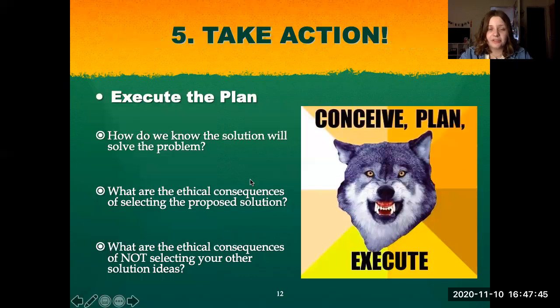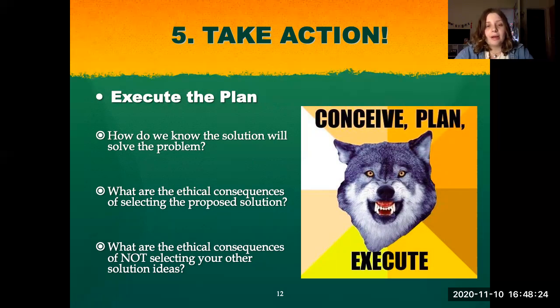Then it's going to be take action, so execute the plan. How do you know the solution will solve the problem? What are the ethical consequences of both selecting or not selecting your solution? So for example, going back to the parking example, say we did run through with suggesting that Texas State should build a parking garage on the edge of San Marcos, so that the land will be more affordable and building resources could get there more easily, hypothetically.